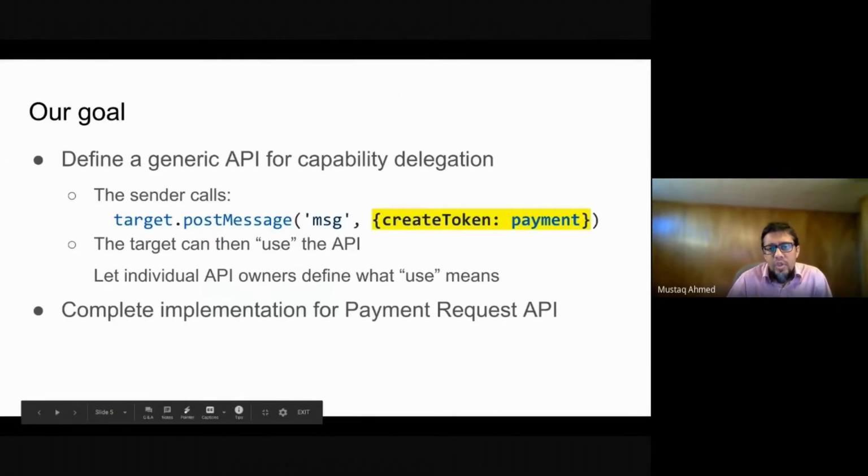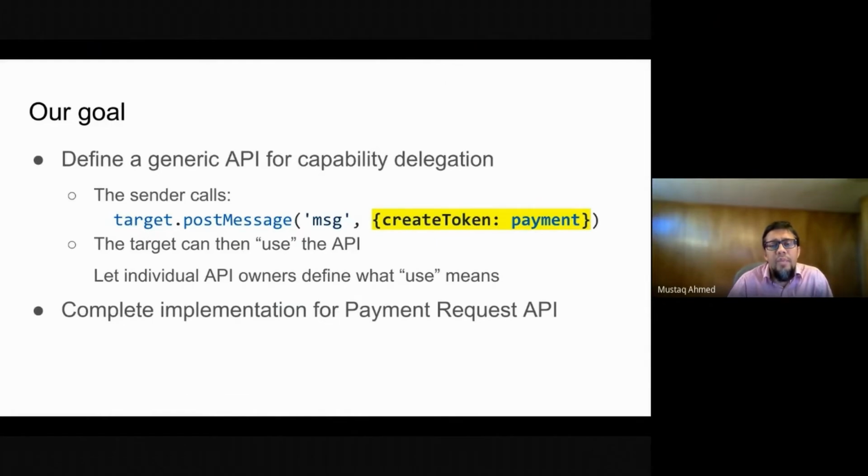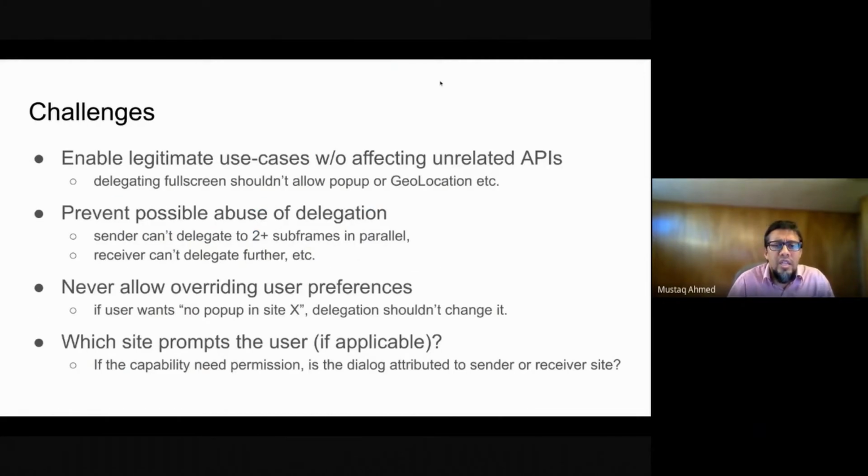So our goal for this project is to define a generic API for capability delegation, most likely based on postMessage. And individual API owners will define what happens to that API after delegation happens. Our second goal is to make a complete example here. In this case, we want to implement delegation of the payment request API so that we can enable the payment flow I've shown you before. This is still at an early stage.